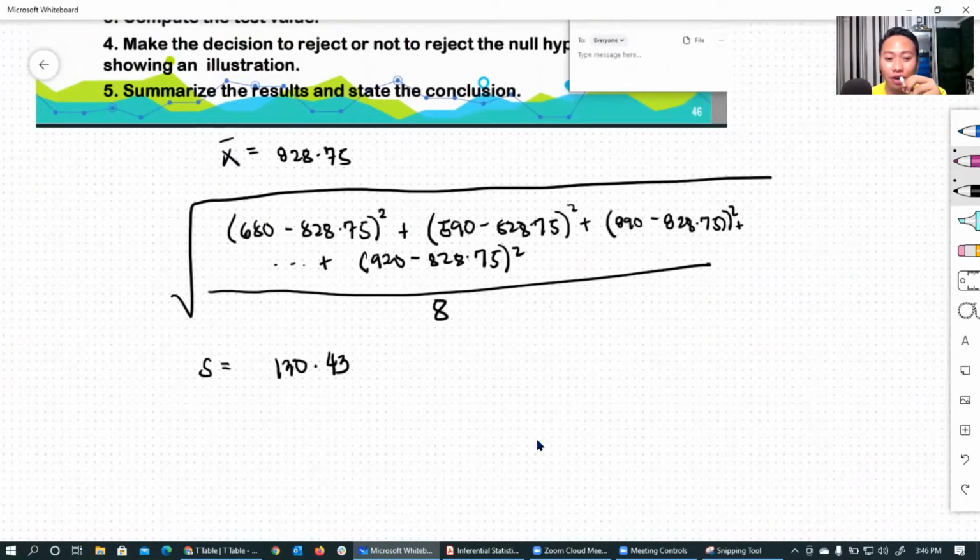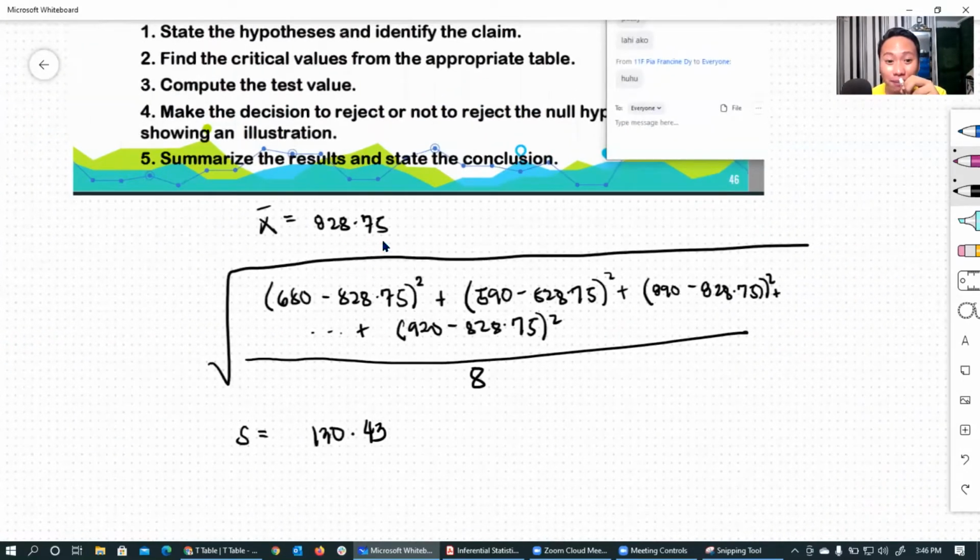So if you substitute, this is your mean 828.75 and this is your sample standard deviation 130.43. I think you should get negative 0.89. Can you double check? Very good. Negative 0.89 and T. So according to Pia, guys, T is negative 0.89, and so on and so forth.